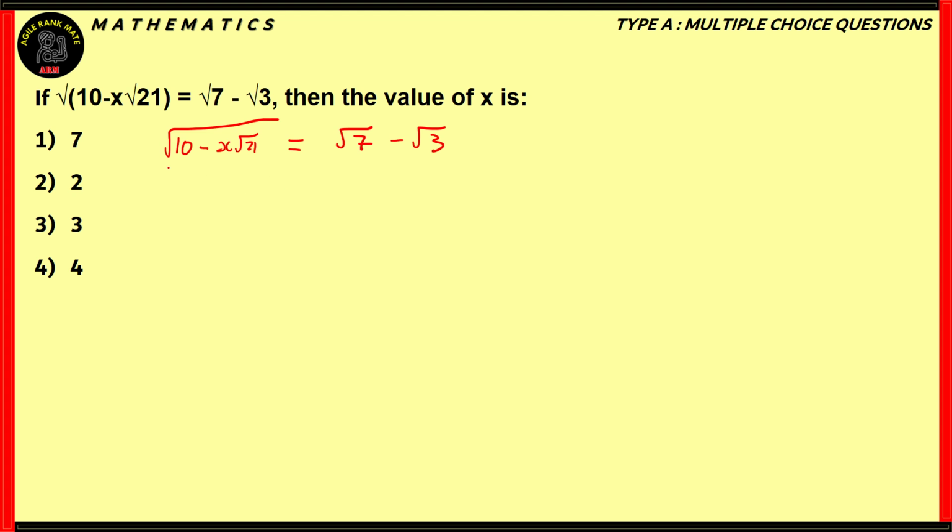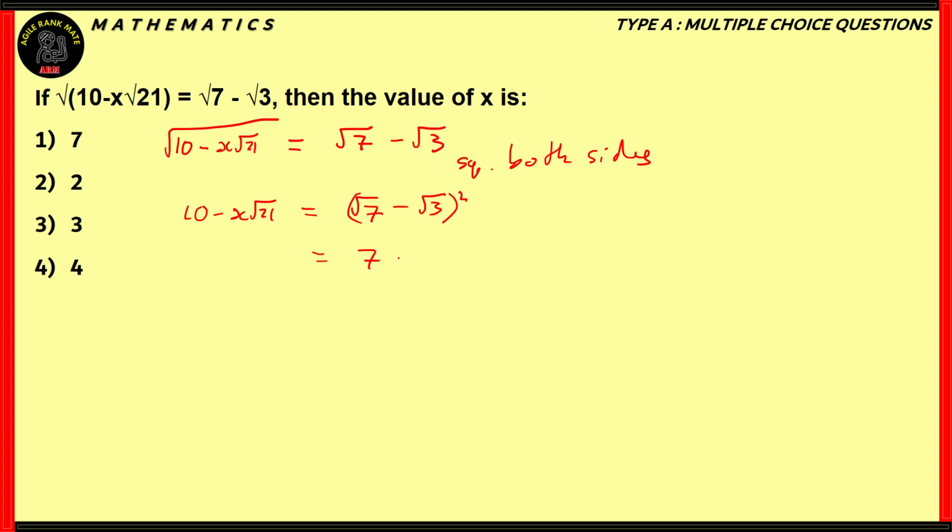In order to solve this equation, you would have to remove the square root on the left-hand side, the large one. So we would square both sides. And when we square both sides, the left-hand side remains 10 minus x root 21. It's just that the larger root has gone away. On the right-hand side, however, we get a minus b the whole square. So we get root 7 minus root 3 the whole squared.